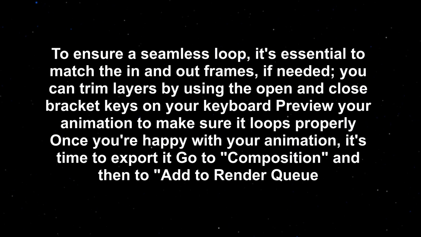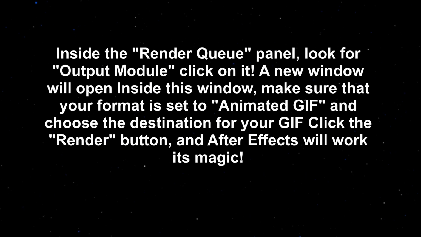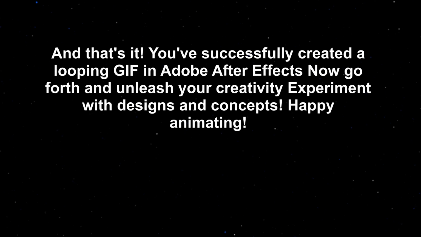Go to Composition and then to Add to Render Queue. Inside the Render Queue panel, look for Output Module. Click on it. A new window will open. Inside this window, make sure that your format is set to Animated GIF and choose the destination for your GIF. Click the Render button, and After Effects will work its magic. And that's it. You've successfully created a looping GIF in Adobe After Effects.